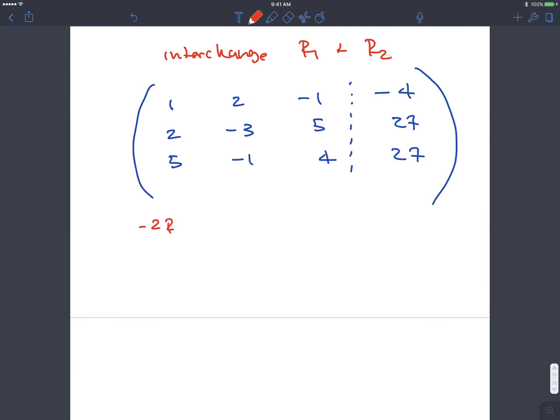So, we're going to multiply negative 2 with row 1 and add it to row 2 to get the new row 2. See, that 1 will help me get zeros in this position easily. I can now take negative 5 multiplied to row 1 and add it to row 3 to get a new row 3.